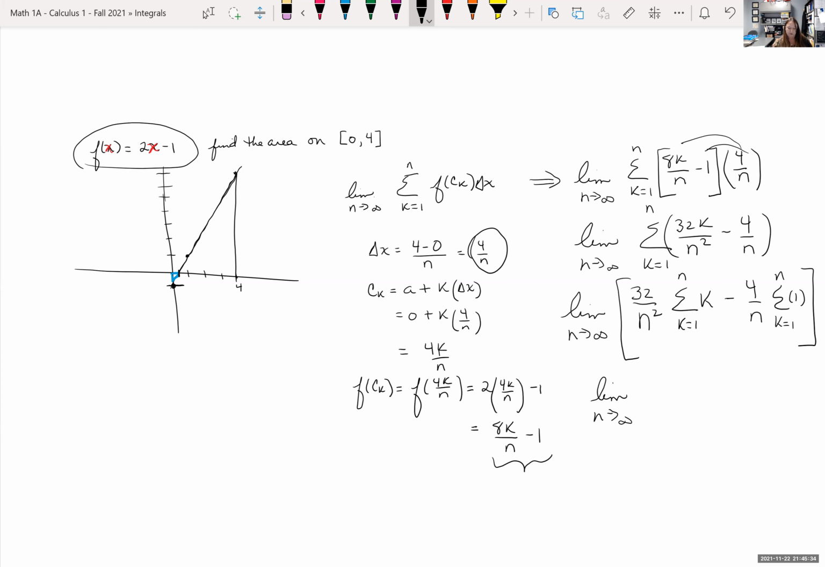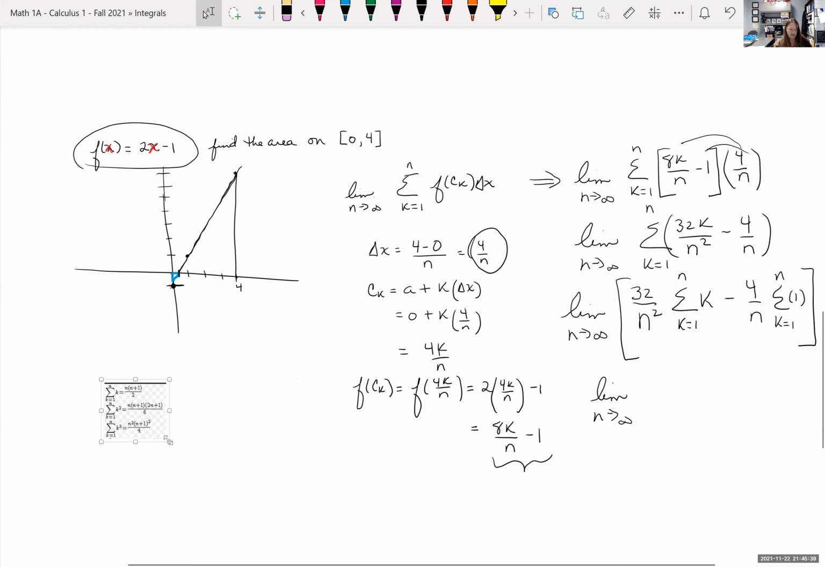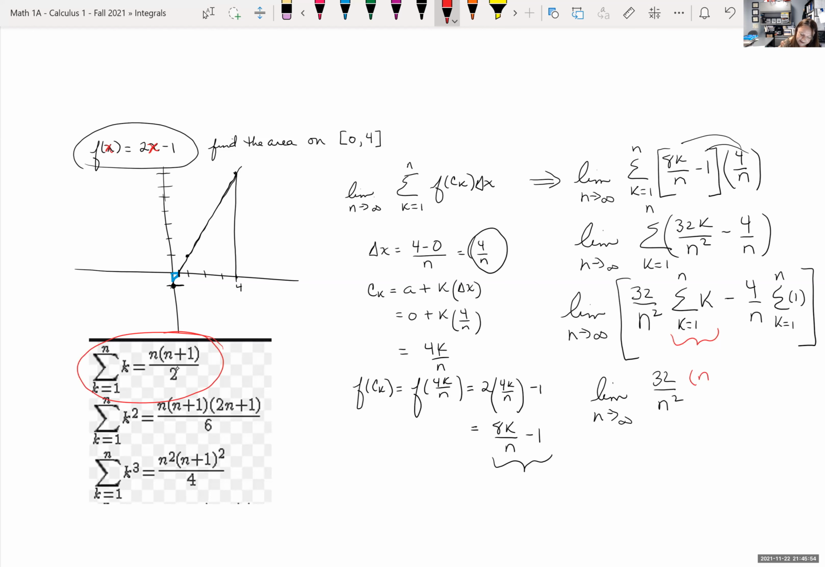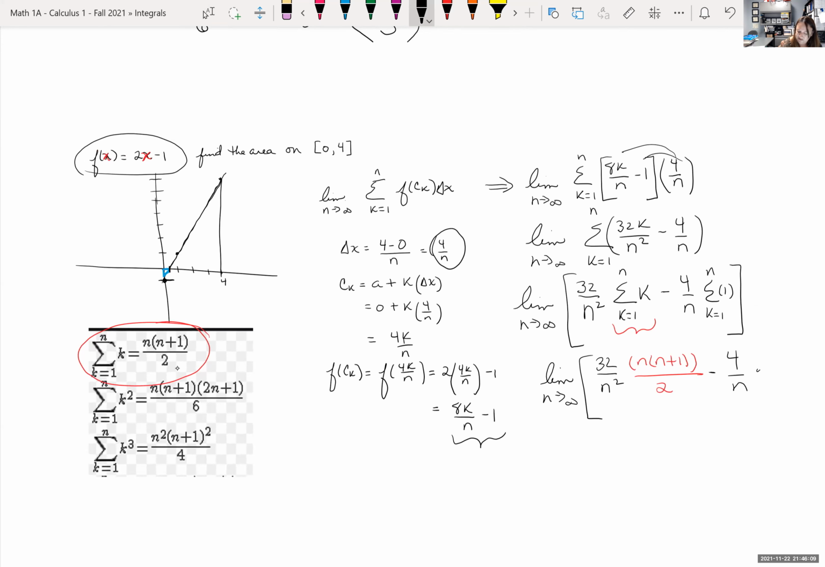So if we use the formula of the summation of just k, let's keep that 32 over n squared. This summation here, using this rule, is just n all times n plus 1 over 2, minus 4 over n times, here's a constant, I'm summing 1 n times, so this is just times n.